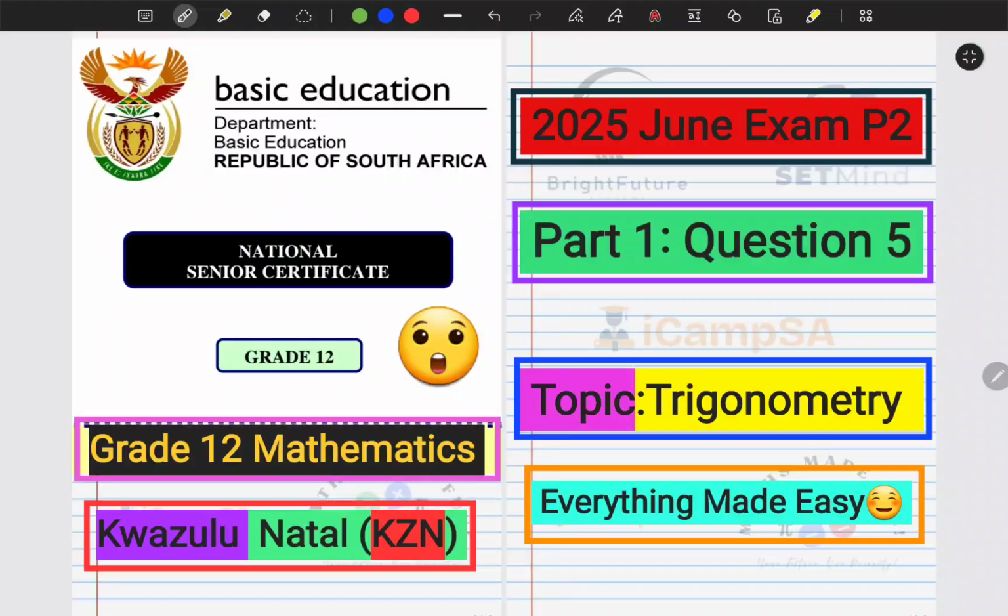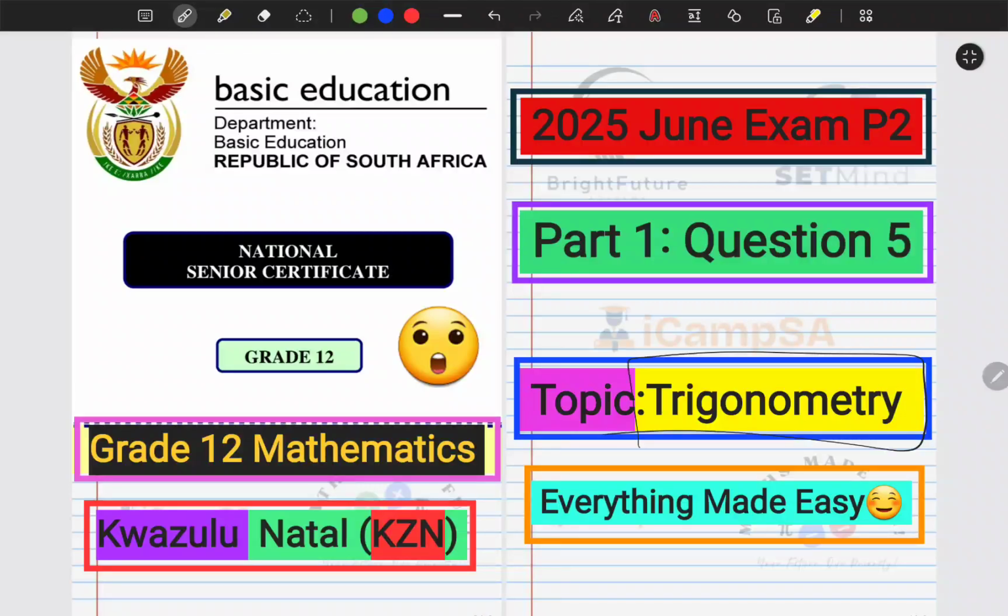In this edition, we're looking at a past exam paper for grade 12 mathematics, and that is the 2025 June exam paper 2. This was written in KZN. So we'll focus on question 5, as you can see, and question 5 covers the topic trigonometry.